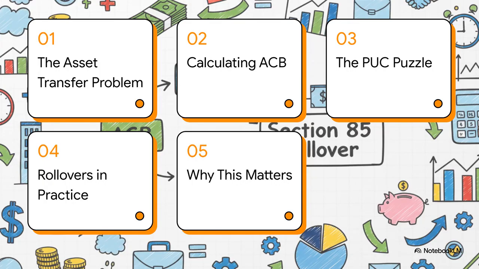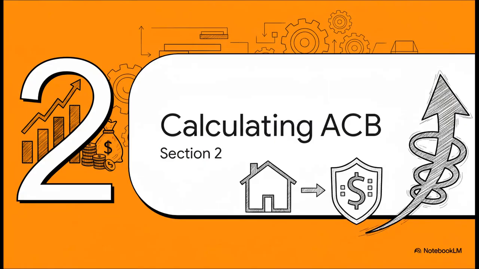Here's our game plan for today. We'll start by breaking down the two key calculations you have to get right, the adjusted cost base, or ACB, and the related but very different concept of paid-up capital, or PUC. After that, we'll roll up our sleeves and apply that knowledge to 3 practical case studies. And finally, we'll zoom out and talk about why getting these details right is just so critical for any kind of effective tax planning. Let's kick things off with our first big calculation, the adjusted cost base.